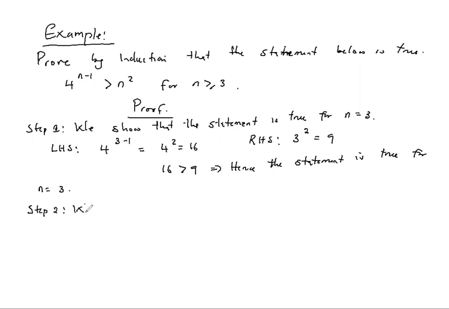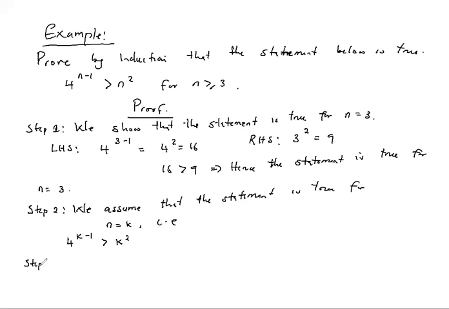Step 2, we make an assumption. So we assume that the statement is true for n is equal to k. That is, 4^(k-1) is greater than k squared. Then you go to step 3. We prove.